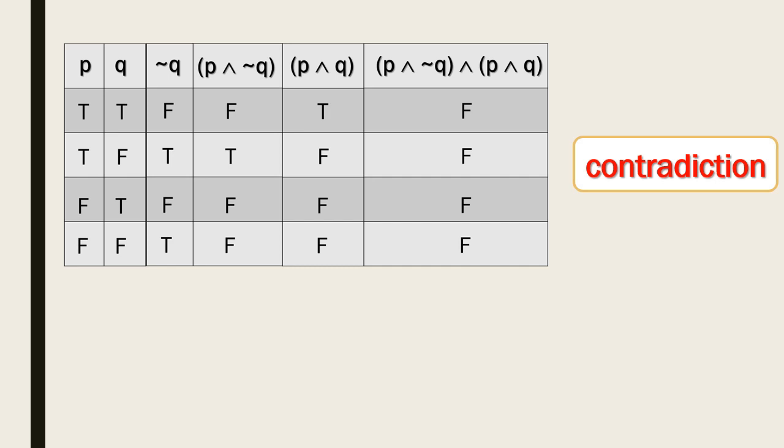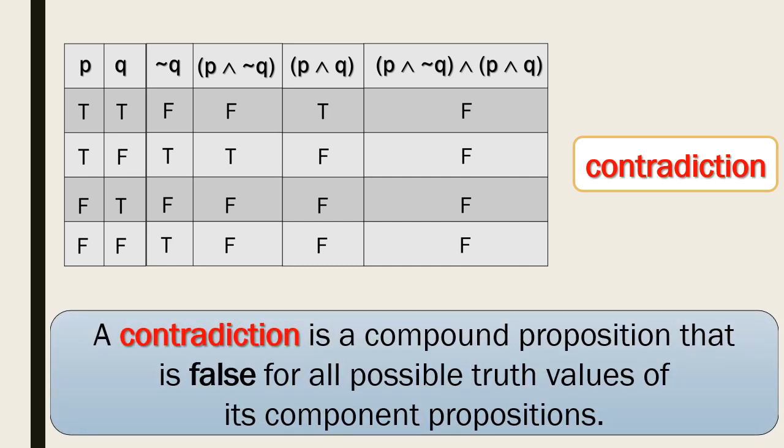If this is the case, this is called a contradiction. A contradiction is a compound proposition that is false for all possible truth values of its component propositions.